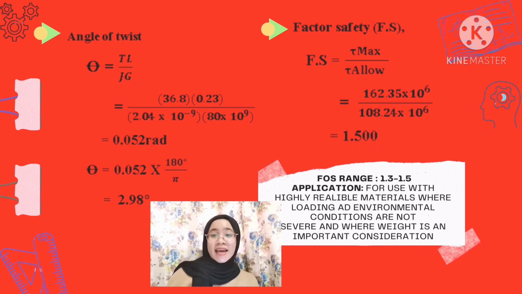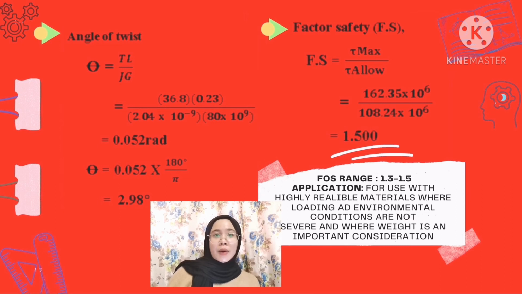Okay, next we find the angle of twist. So the formula is TL per JG. So the T is the value from the moment, which is 36.8 multiplied by 0.23, which is the length, divide by 2.04 multiply 10 the power of negative 9 multiply 80 multiply 10 the power of 9. So we get 0.052 radian. And then we change the radian to the degree. We need to multiply 180 per pi. So we get 2.98 degree.